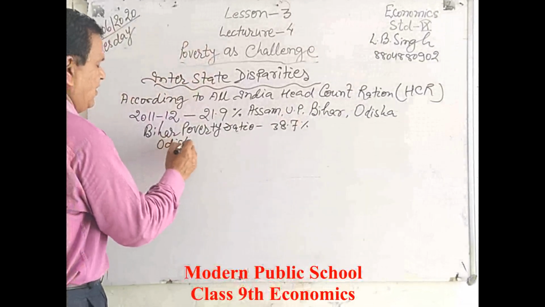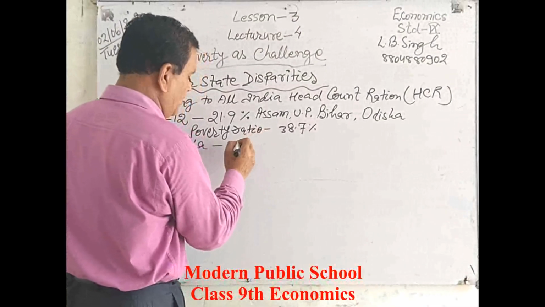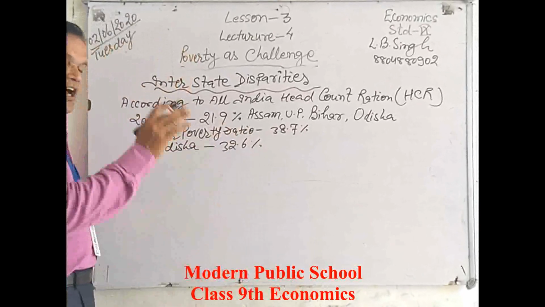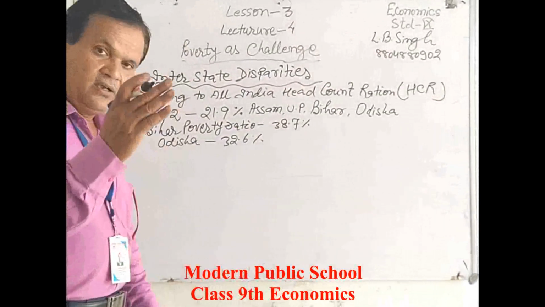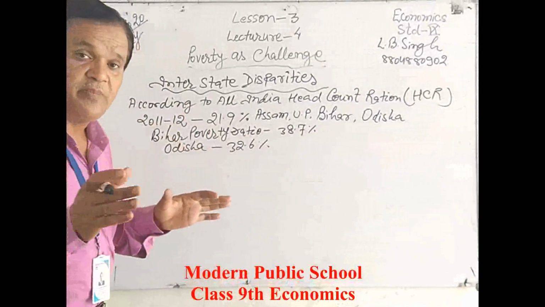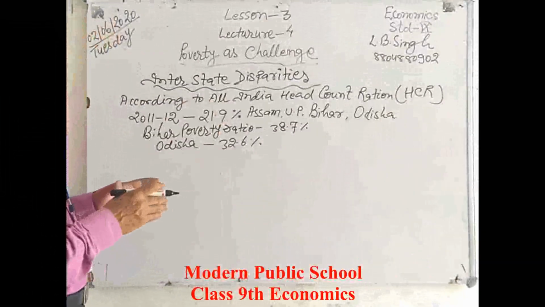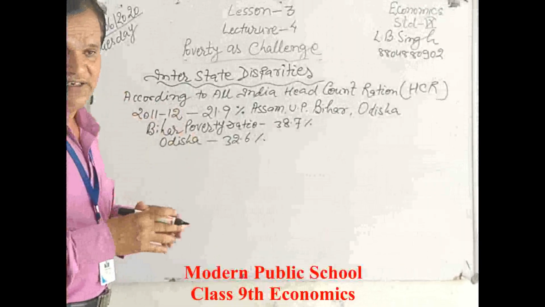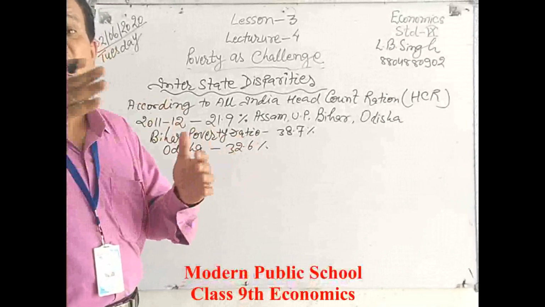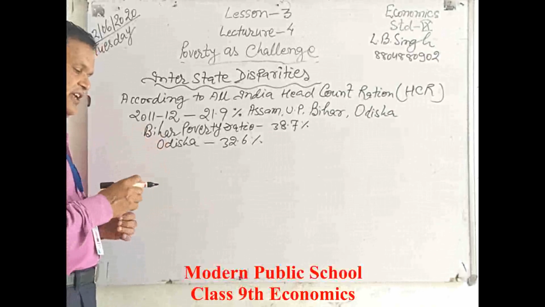Have you heard the name of Odisha? It has the ratio of poverty 32.6%. In urban areas, in Bihar and Odisha, there are also poor people. It is not essential that only poor people are living in rural areas. They are living in Bihar, Odisha, in urban areas. And there are a lot of poor people in these states.